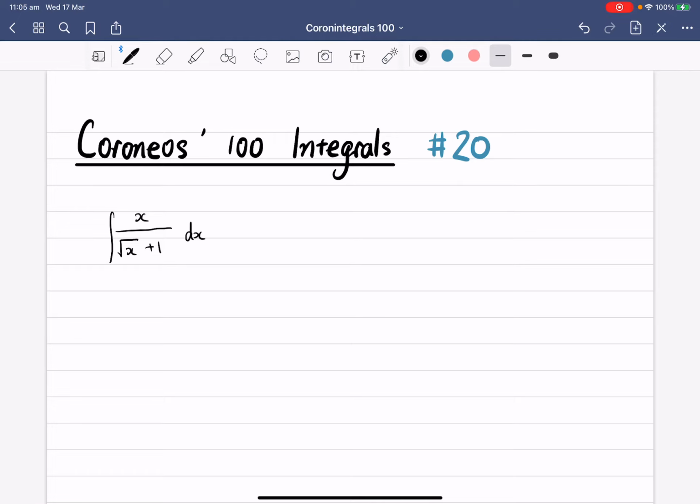Okay, Coroneos 100 integrals number 20. In this question, we have x over the square root of x plus 1. So that's a pretty hard question here. If you look at this question, the derivative of the denominator is not equal to the numerator, so you can't use the ln to integrate it.